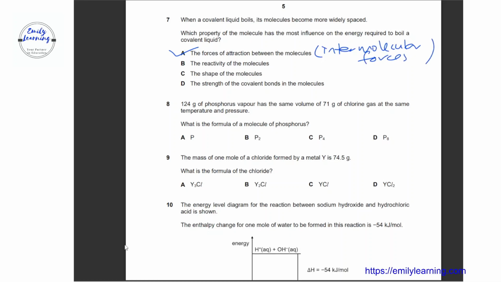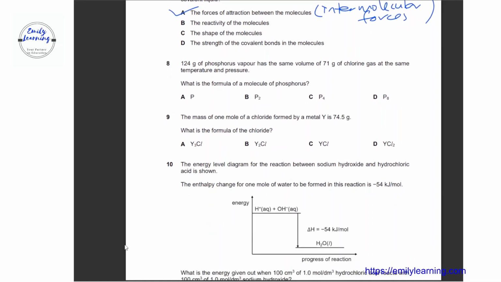Okay, moving on to question 28. Question 28 is a calculation question. You have 124 grams of phosphorus vapor has the same volume as 71 grams of chlorine gas at the same temperature and pressure. What is the formula of a molecule of phosphorus? So we do not know what is the formula of phosphorus. Is it P2? Is it P4? Is it P8? Okay, but we are given some information.